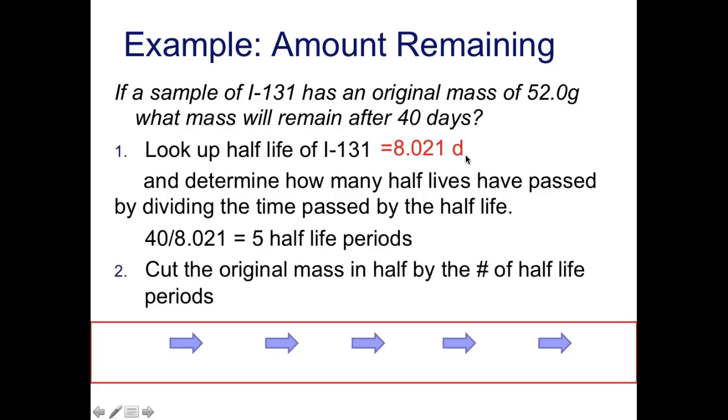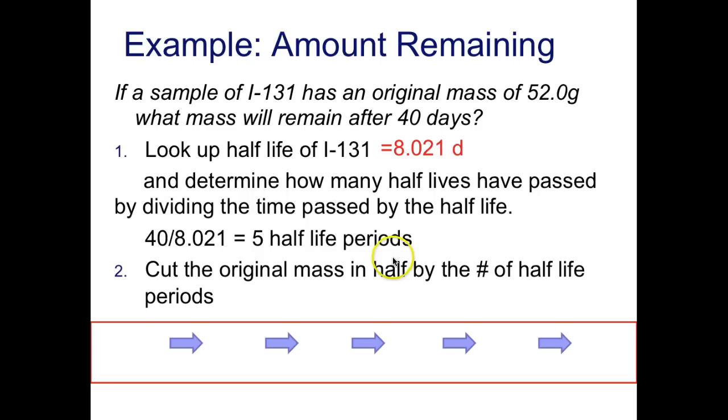Now you know that 40 days have passed, and you know that one half-life for this isotope is 8.021 days. So you need to determine how many half-lives have passed by dividing the time passed by the half-life. We're going to take 40 divided by 8.021, and that means that 5 half-life periods have gone by.